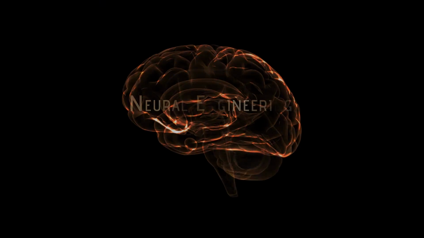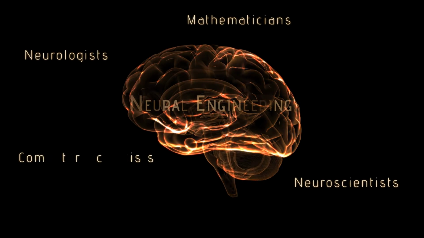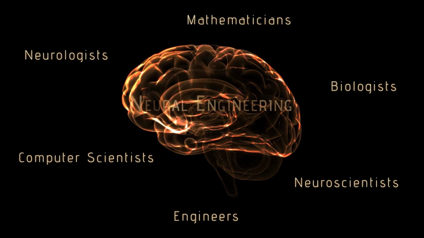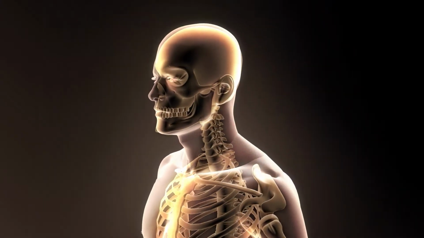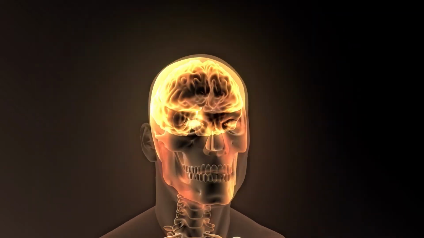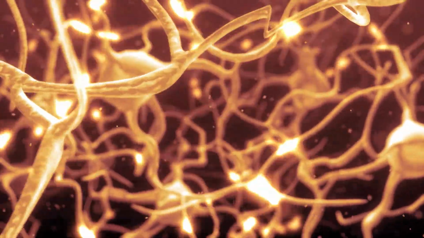Professor Skafidas, your field of neural engineering is about as cutting edge as it gets. What are the fundamentals? Neural engineering is about bringing together neurologists, neuroscientists, mathematicians, computer scientists, biologists and engineers to try to understand how collections of neurons work together in order to compute and form memories, and how those neurons can in some way be disrupted in order to lead to pathological states.